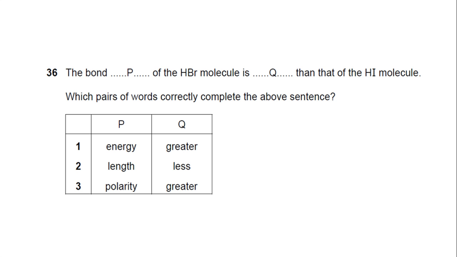Well, I hope that you know that the only difference in these molecules is the halogen or the halide that is attached. And we know that as we move down the group, the size increases. And if the size of the atom increases, the size of the orbitals increases. And when the size of the orbital increases, the overlap that they have with other orbitals becomes less effective, so the bond gets weaker. So statement 1 is correct.